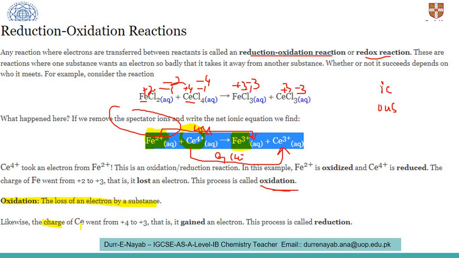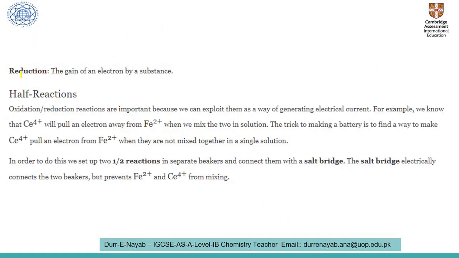Now they have continued here. The charge of cerium went from +4 to +3, so it gained an electron. What has cerium done? It gained an electron. From whom? From the iron. So this process is called what? Reduction. This process is called reduction. So reduction is a gain of electron by a substance.